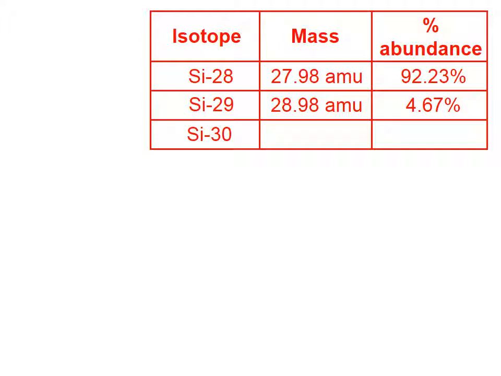Let's try one more. We need to fill in the two empty blanks on this table. The percent abundance blank is going to be fairly easy to figure out because the sum of these three percentages must add up to 100%. Silicon has 3 isotopes, so the sum of that column must be 100%. The next one is a little bit more problematic. We might be tempted to say, oh, it looks like there's a pattern, and so the mass of silicon-30 is going to be 29.98. But we can't know that for sure, so we have to check.